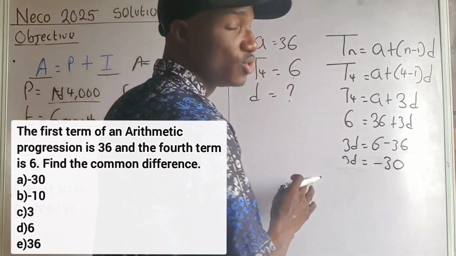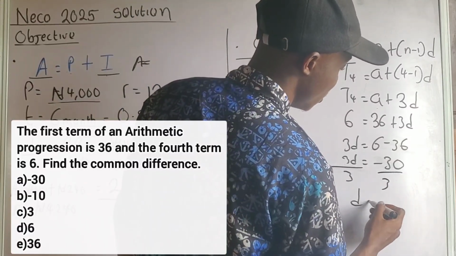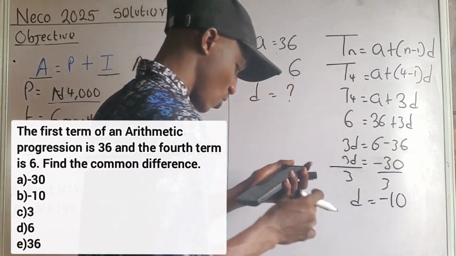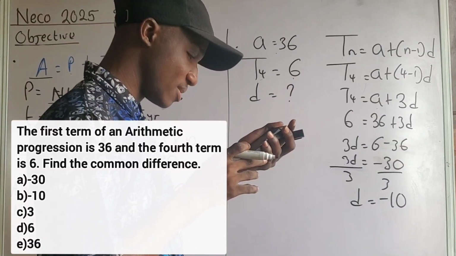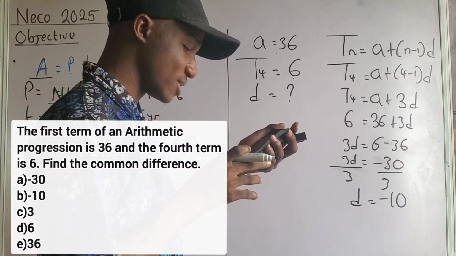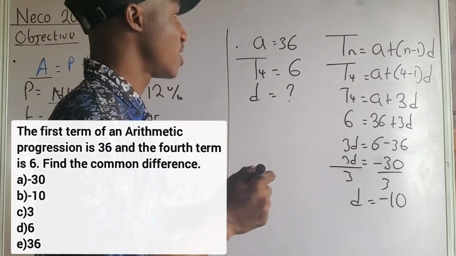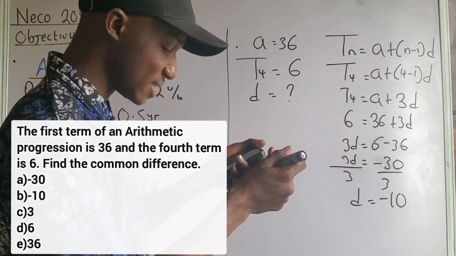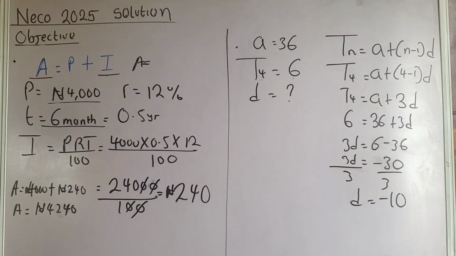So to get the value of D, you divide both by 3. So I'm going to have this over 3, this over 3. So D equals minus 10. So the correct option to that question is option B. Do you understand? Option B is negative 10. So the common difference is negative 10. Now let us look at the next question.